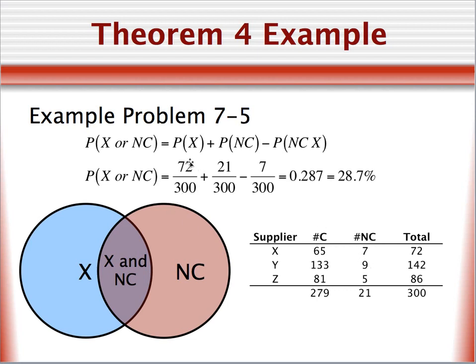So we add the probability of 72 divided by 300, which is the probability of selecting a part from supplier X. We add that to the probability of selecting a part that is non-conforming, and we subtract the overlapping event. In this case, there are 7 parts that are non-conforming and come from supplier X.